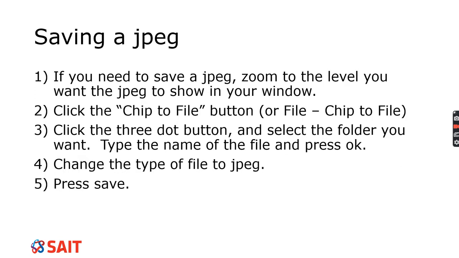So last but not least, you likely want to save a JPEG. So there is a chip to file, which means that it will actually save the window that you were looking at as a JPEG. And generally speaking, that's a little bit better than the screenshots if you were going to give to a client. Making sure that you save the file as a JPEG when you go to chip to file. You can use print screens in my class because I'm not super concerned about it being exactly a JPEG.